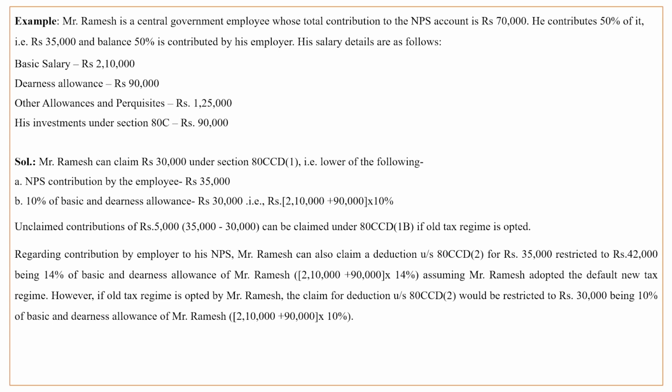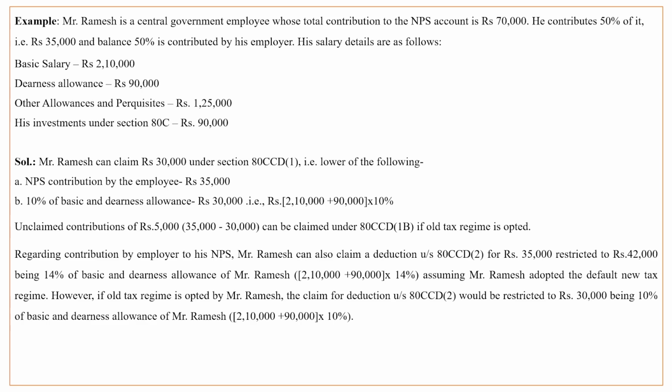Ramesh can also claim deduction under section 80CCD in respect of contribution made by employer, 35,000, which is restricted to 42,000 only, being 14% of his salary. Salary 3 lakh, 14% of that is 42,000, and contributed by government 35,000. So the entire amount is allowable as deduction.